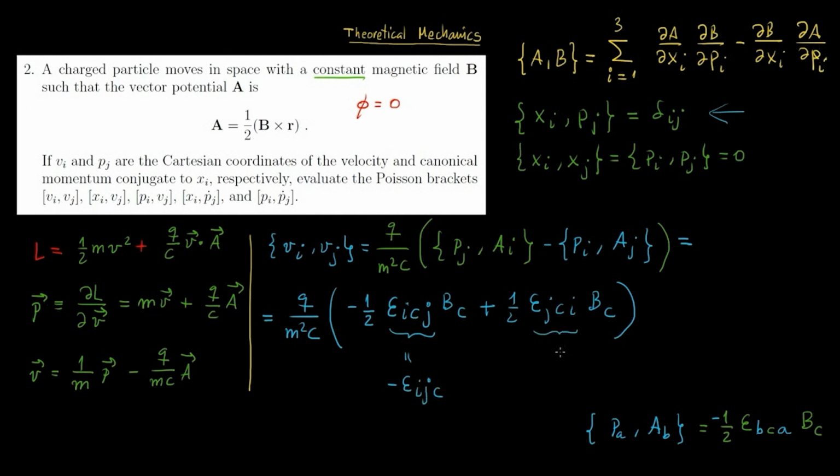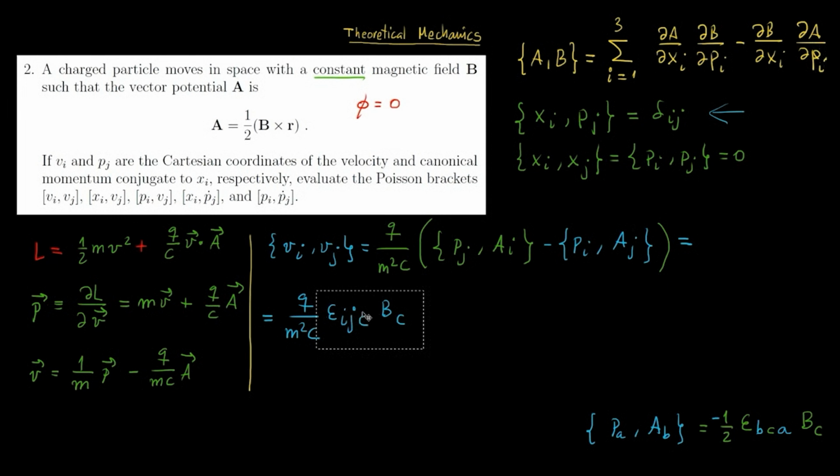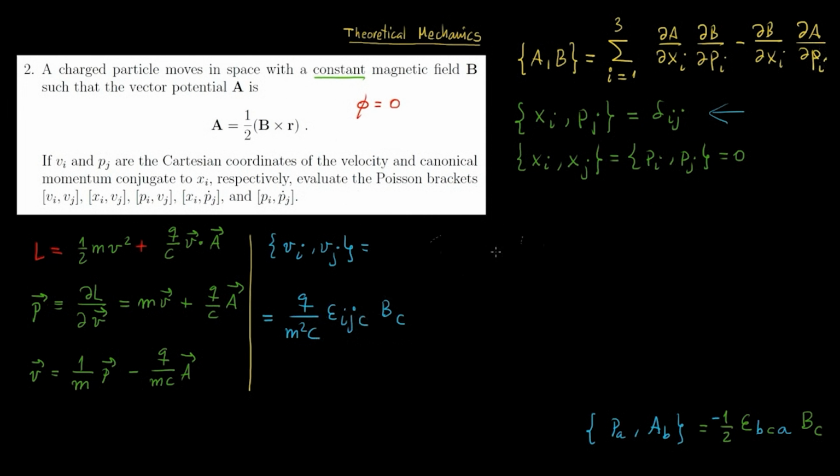And because of the cyclic property of this symbol, this is equal to epsilon IJC also. So this minus with this minus cancels, then we substitute this quantity here, and it's the same as the other term. We cancel 1/2 and delete this, and that's it. This is the final result to the first Poisson bracket. Let me write K instead of C, it's nicer.